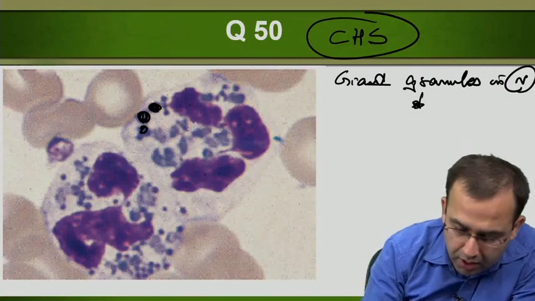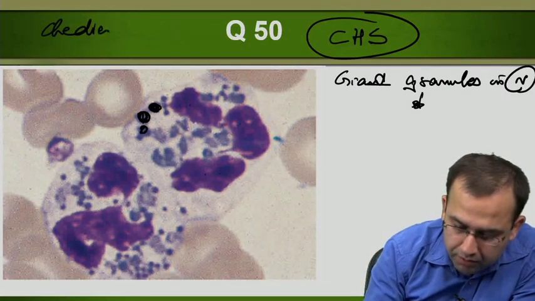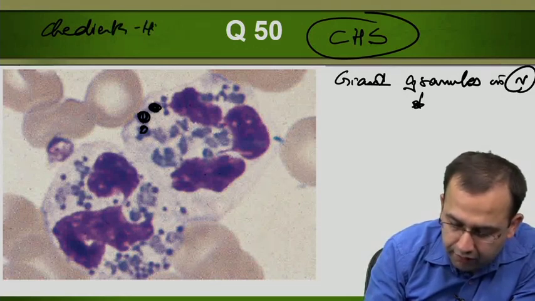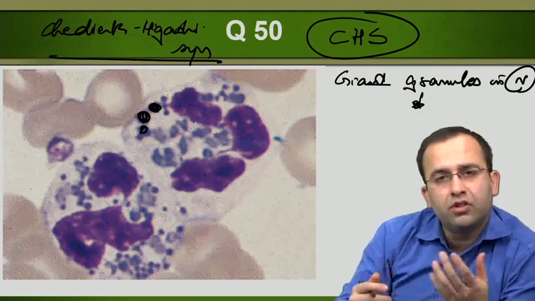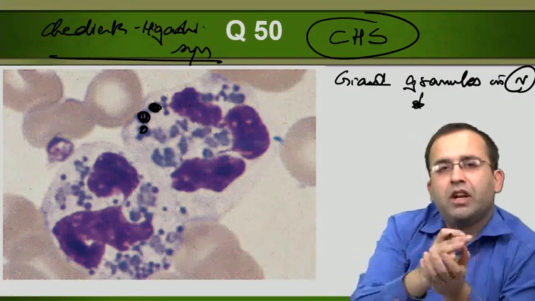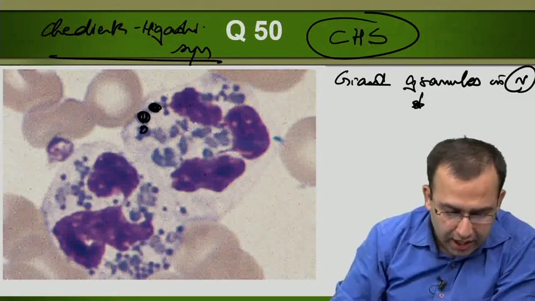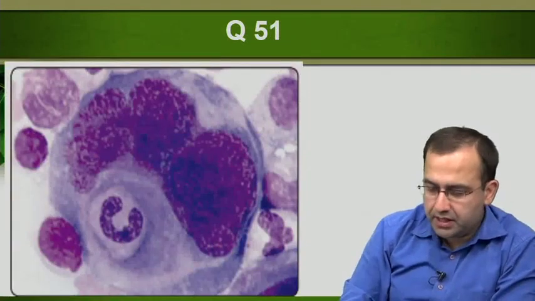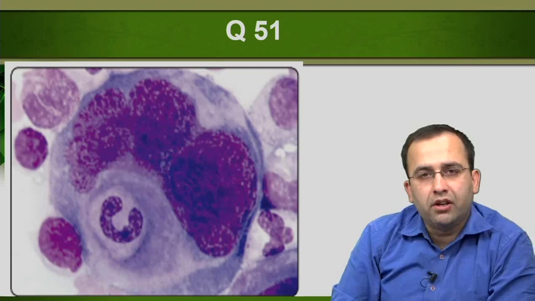Chediak-Higashi syndrome. This is defective phagolysosome formation. That is, phagocytosis is taking place, but it is not able to bind with the lysosome. Defective phagolysosome, Chediak-Higashi. Next, diagnosis.